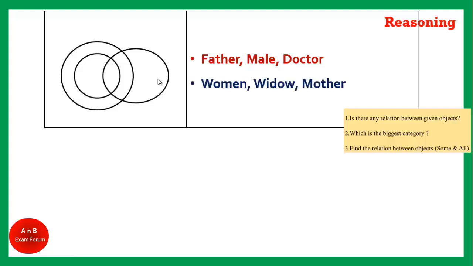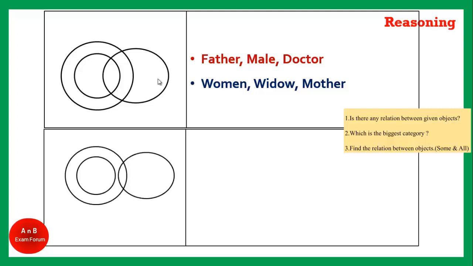Okay, understood? Woman, widow, mother, you can have a look at it. Coming to the next category, this is similar to the above one. Let's see, father, male and children. I already explained to you previously, this is father, this is male, and this is the children.